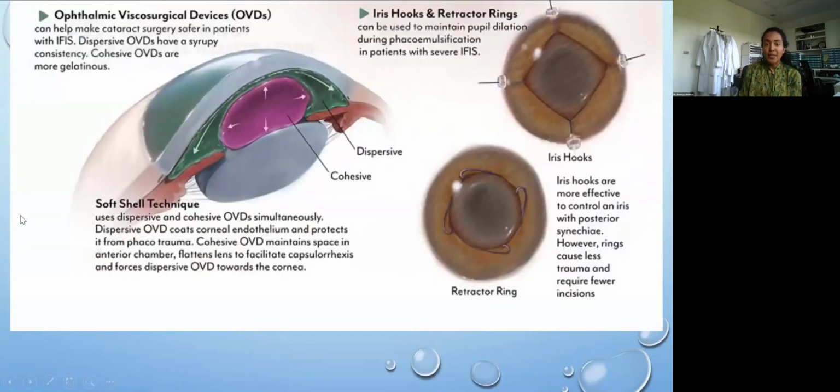So there are ways to correct that. I don't want to get too much into these options, but you can use iris hooks and retractor rings, or ophthalmic viscosurgical devices or soft shell techniques to keep the dilation in place so that the cataract surgery can be performed successfully.